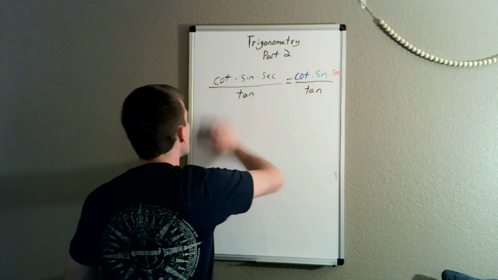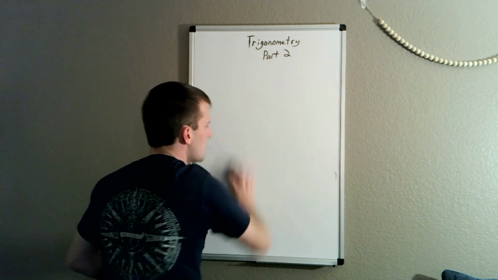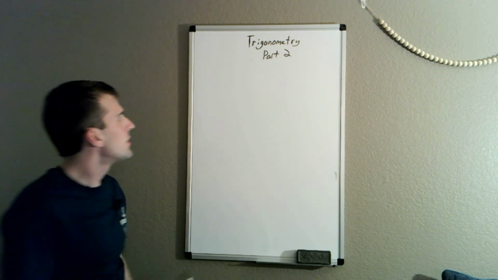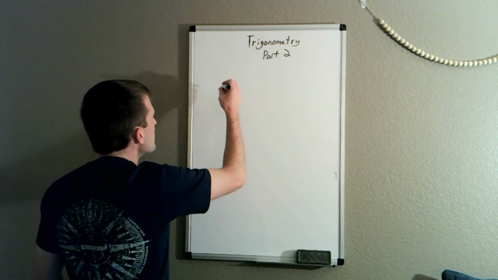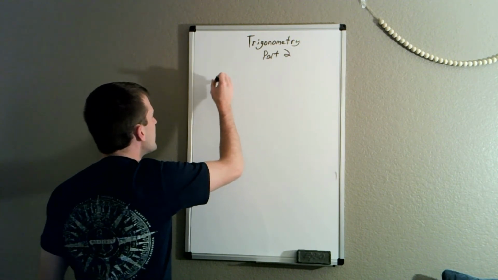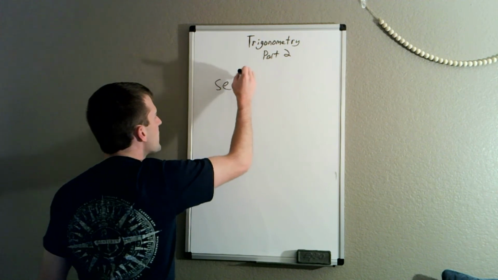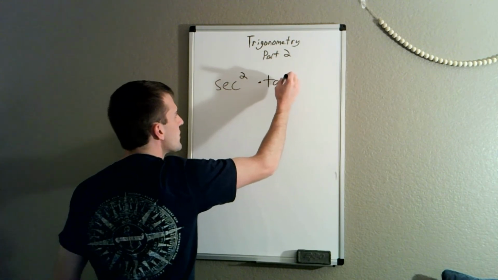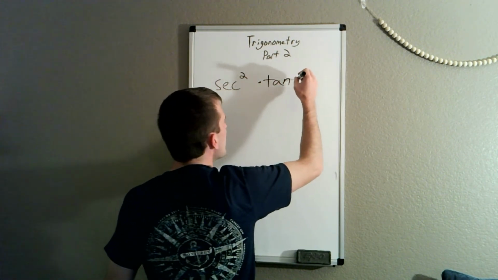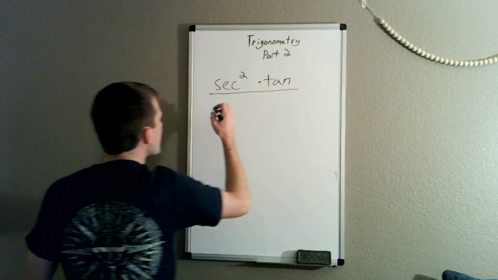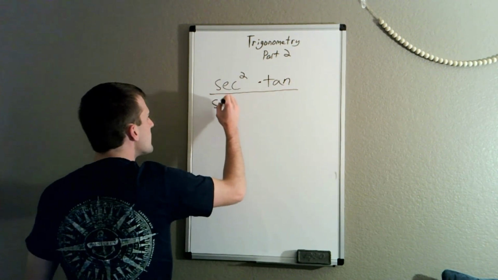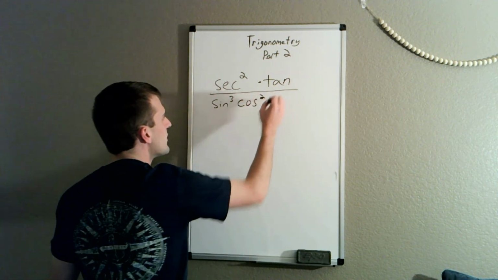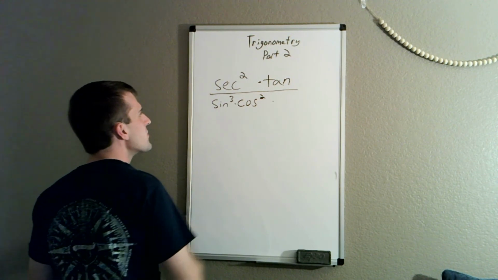All right, we'll do one more problem, and then we'll call it a day for this video. So let's do secant squared times tangent. Let's divide that by sine cubed cosine squared. And let's do one more. Let's do cosecant.